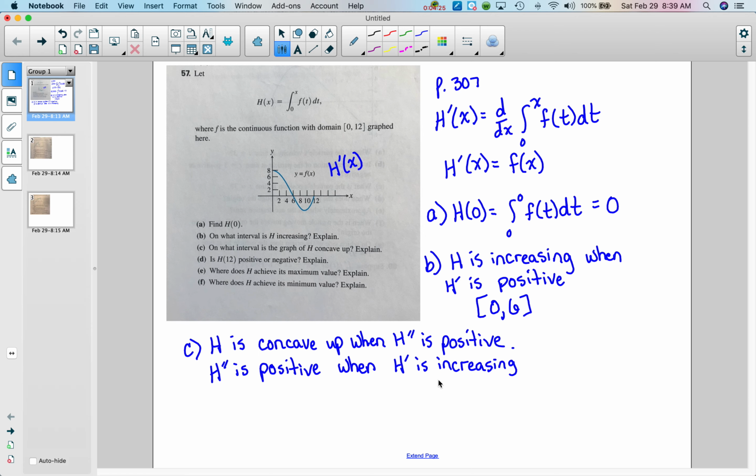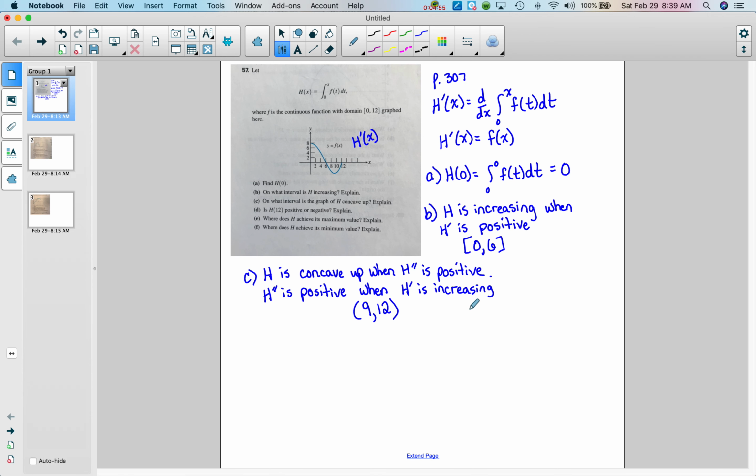So we need to know where h prime is increasing. When we look at our graph and ask when this is increasing, you can see from 0 to about 9, it looks like it's decreasing. So it appears to be increasing on the interval from 9 to 12. Remember, when we talk about concavity, we usually don't include the endpoints, so I'm going to leave those off and just say from 9 to 12.